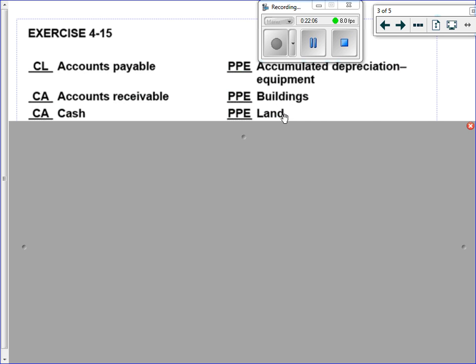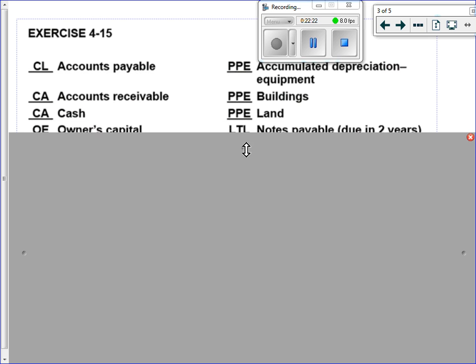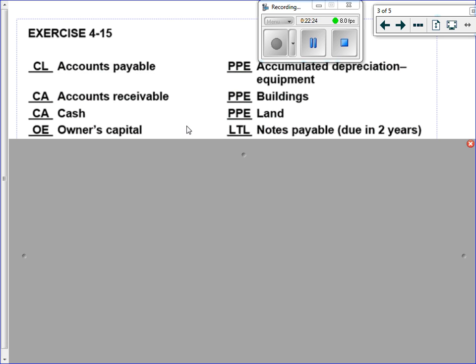Land, so what Jenna just alluded to, does it say land in use? Okay. So assume if it's nothing, it's in use. Sometimes they'll tell you it's in use. But when it's not in use, that's when it becomes a long-term investment. Owner's capital will always be OE, but what I'd put next to that is that there's math involved. You have to add revenue, subtract expenses, subtract drawing.